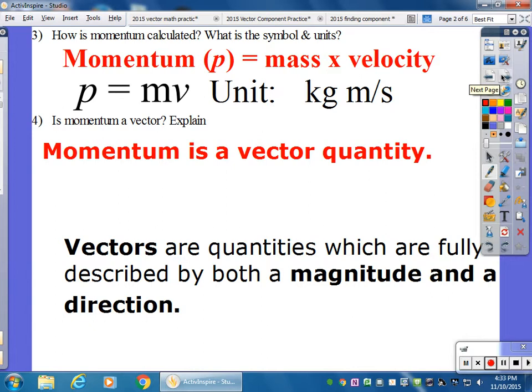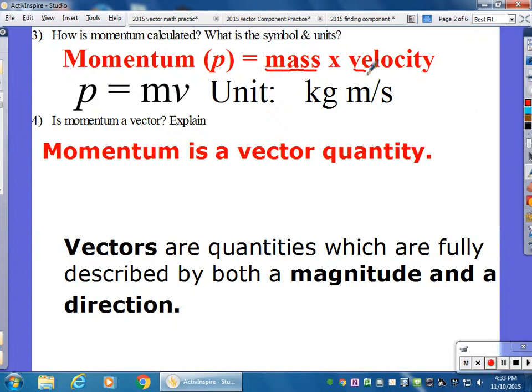Alright, moving on. Number 4 here is how is it calculated? Again, it's calculated by taking the mass times an object's velocity. The symbol for momentum is going to be P, and it's not M because M is already used for mass. So it's going to be P, and its formula is going to be mass times velocity. The unit for mass, as you are aware, is kilograms, and the unit for velocity is meters per second. So momentum is just going to be kilograms times meters per second. It doesn't really have a fancy name or anything, so it's just kilograms times meters per second.